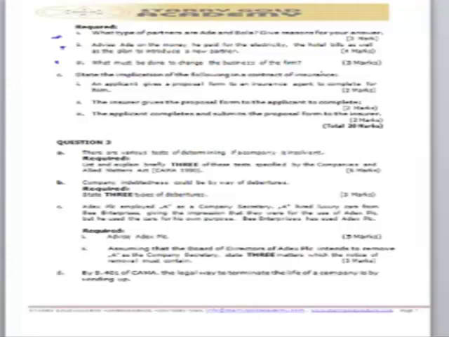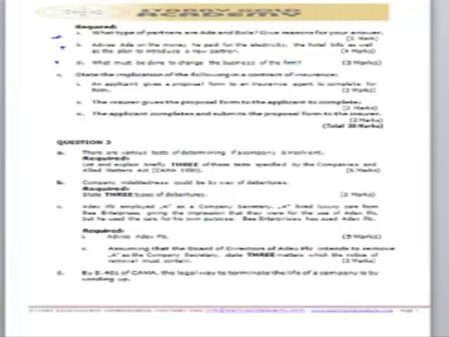So where somebody sees state and explain, it means that you have to state and then you have to explain, and the explanation must not be too wide. It must be very short. You only state and you explain briefly. Then look at each aspect of it. Company indebtedness could be by way of a debenture. It requires you to state three types of debenture. So this one is just state. What you need to do is to mention the types of debenture that we have.